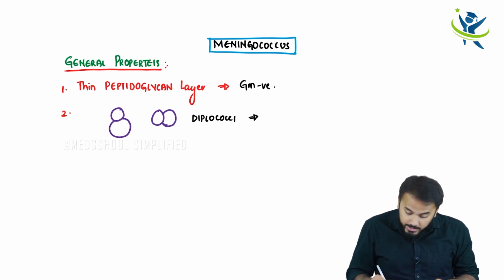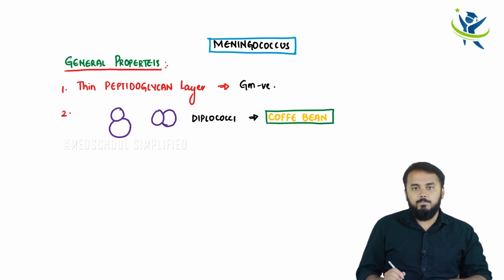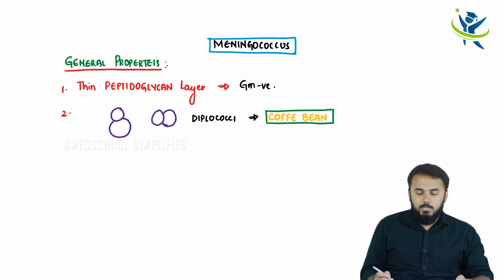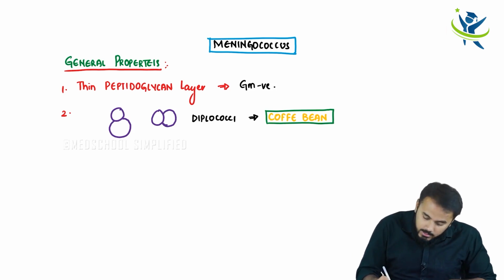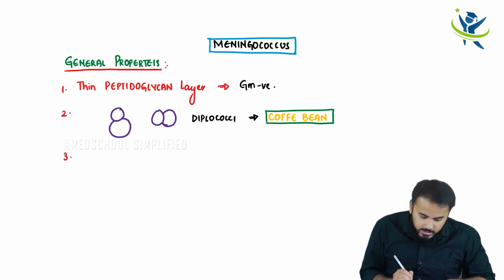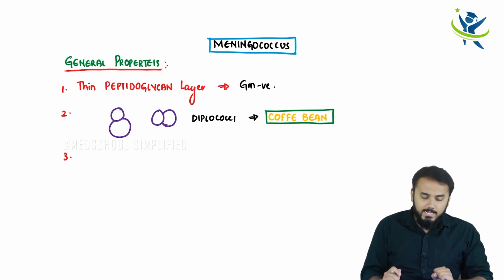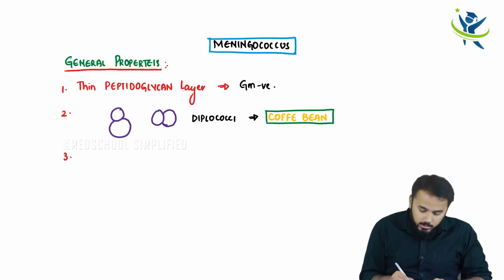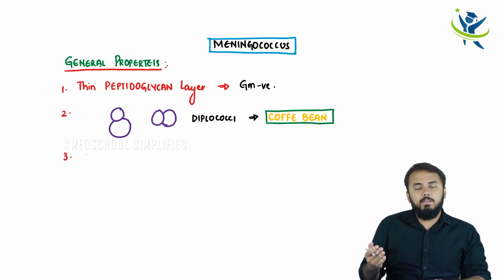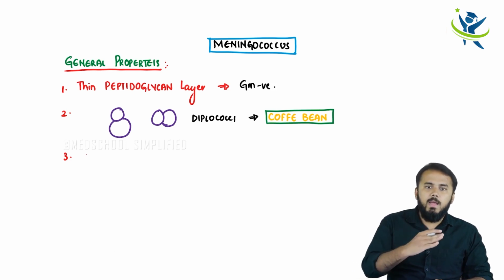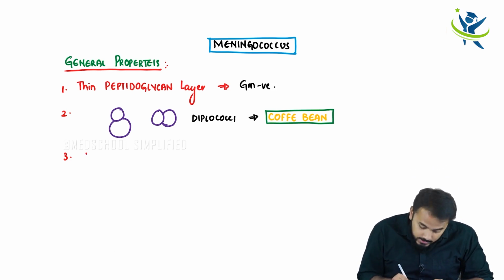And you know exactly how they are represented? They represent coffee bean shape. That is why we call this bacteria diplococci, coffee bean shaped bacteria. So they occur in pairs basically. Next, the third important thing which you need to understand is that this bacteria does not have any kind of flagella or cilia. When it does not have any flagella or cilia, do you think this bacteria can move? No. So this is a non-motile bacteria.